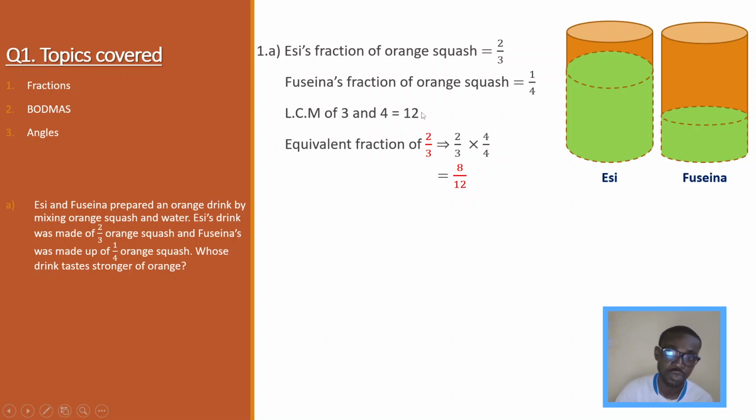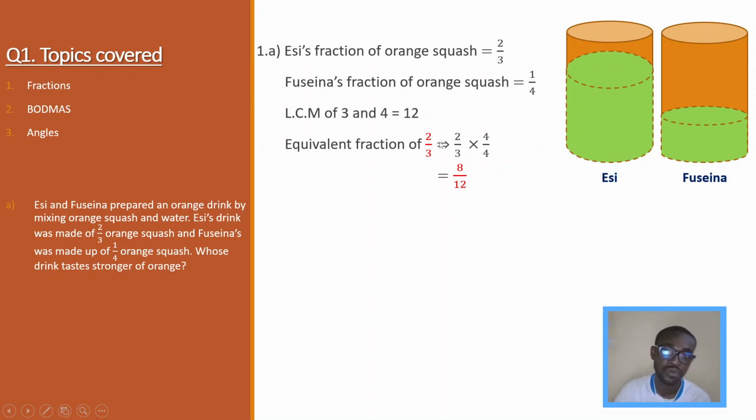That is the reason why we looked for the LCM of 3 and 4, that is this 3 and 4 here. We want to write equivalent fractions in such a way that 2 over 3 will have an equivalent fraction that has a denominator of 12. 1 over 4 will also have an equivalent fraction that has a denominator of what?